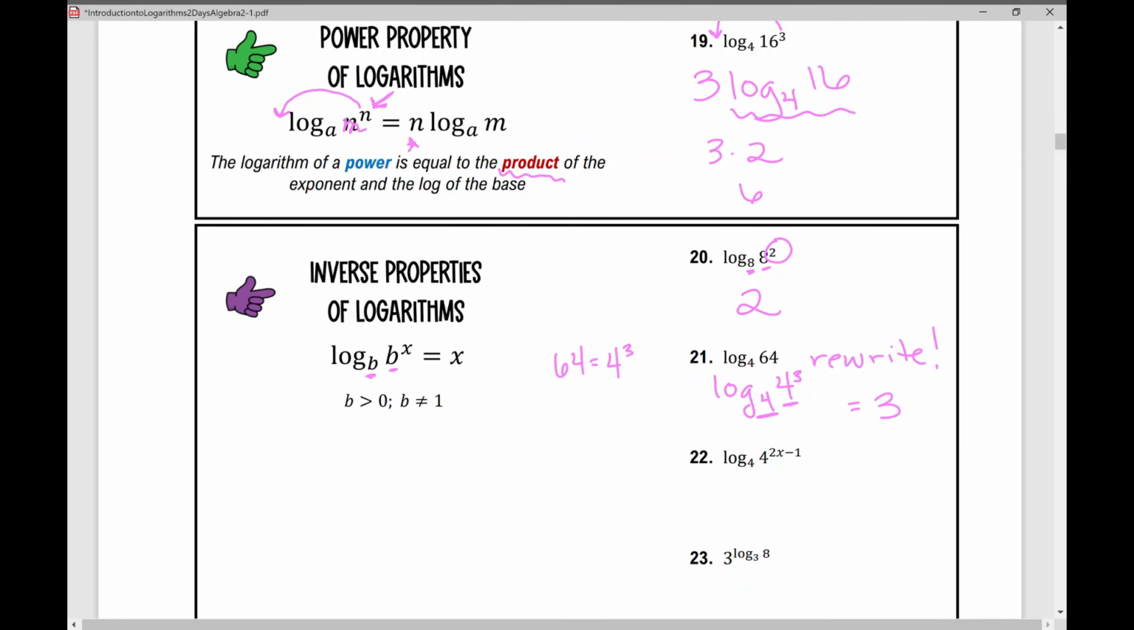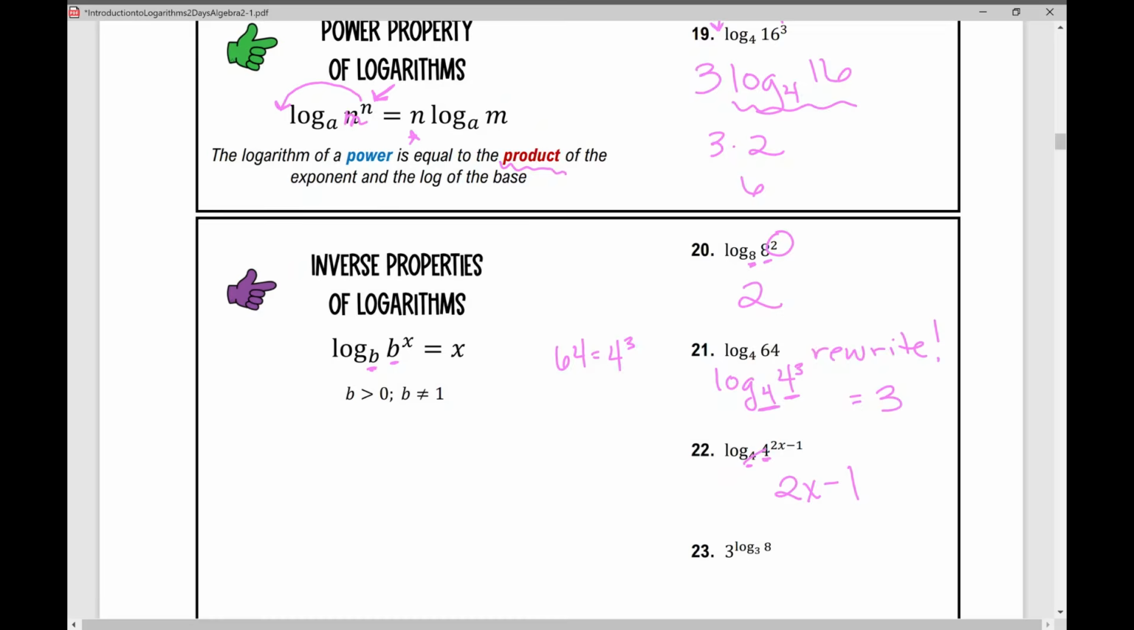And so my answer is just 3. Number 22, log base 4 of 4 to the power of 2x minus 1. Well, what am I left with? 2x minus 1.